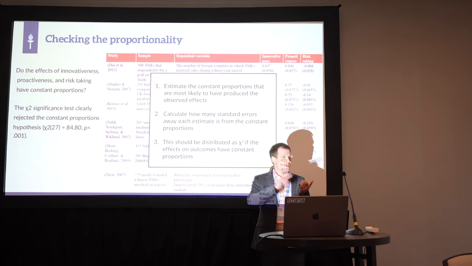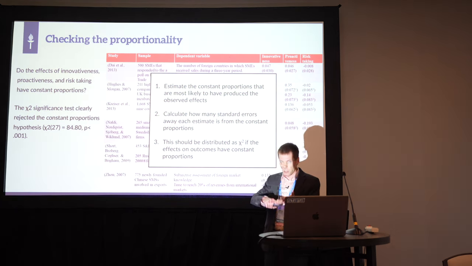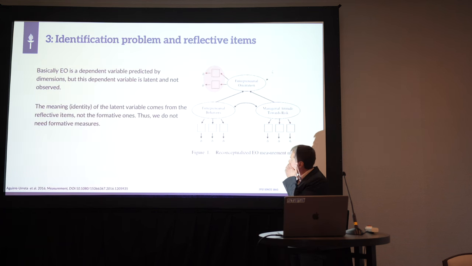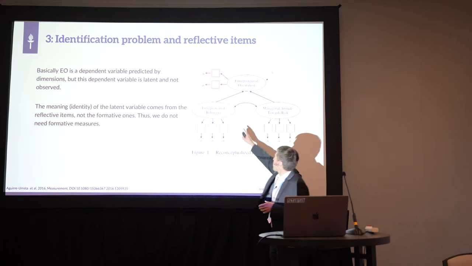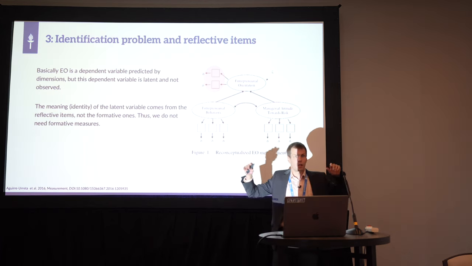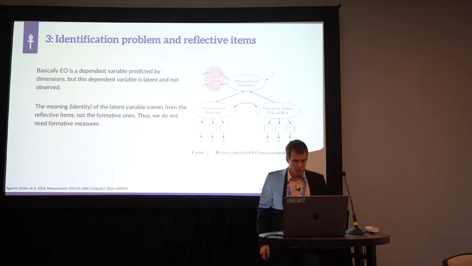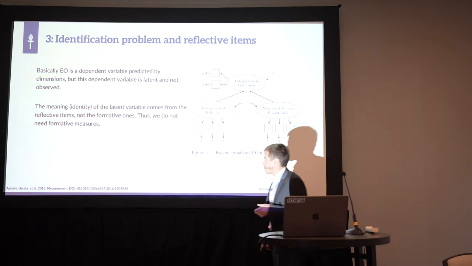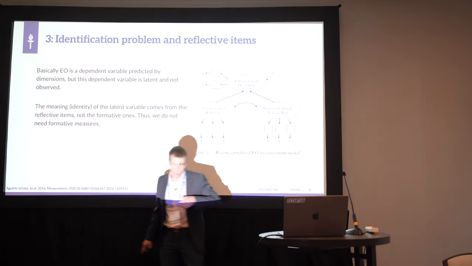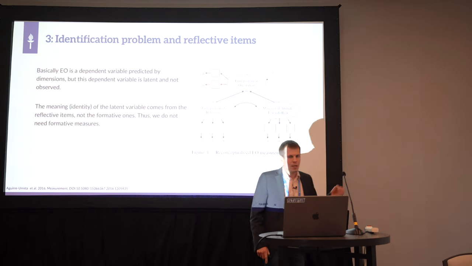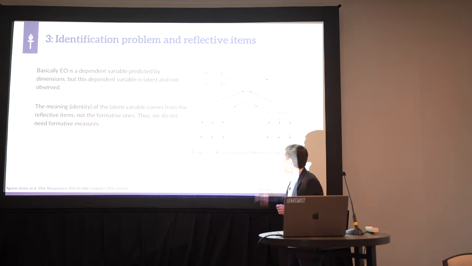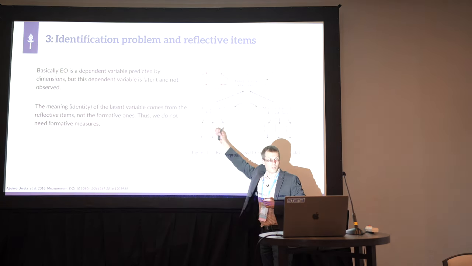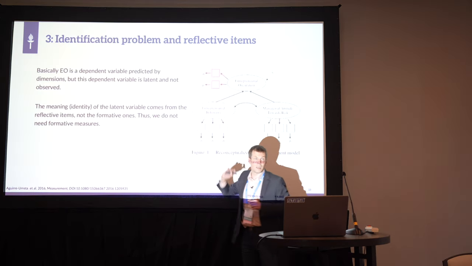So we had a problem of interpretational confounding, we had a problem of full mediation, which is not supported, and we have this interesting problem still called the identification problem. I will not talk about the technical issue here, but this model requires that you have two reflective indicators for the formatively measured latent variable. The problem, and this comes from Aguirre-Urreta's and my research published in Measurement, is that in this case, the empirical meaning of entrepreneurial orientation does not come from these dimensions at all. It comes from these two indicators.